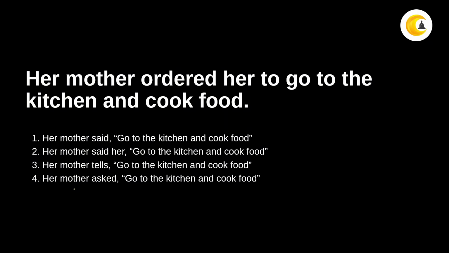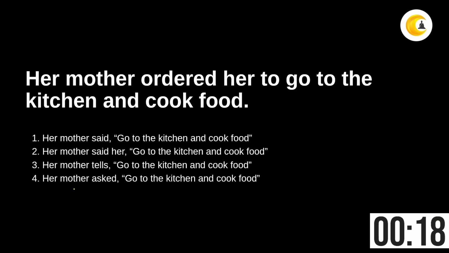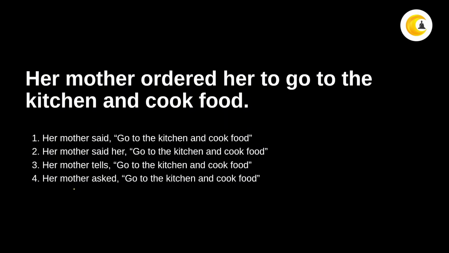Now, the last but not the least question, give it a shot. It is a similar kind of question to the previous one. Okay, it says her mother ordered her to go to the kitchen and cook food, right? So her mother ordered. If you read this order, it's something like imperative, right? It's a very imperative kind of speech.